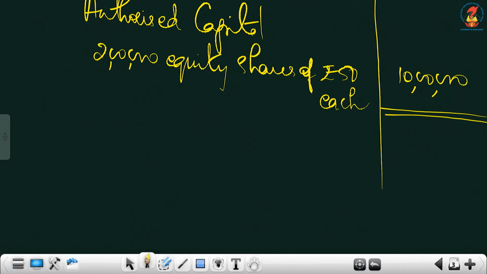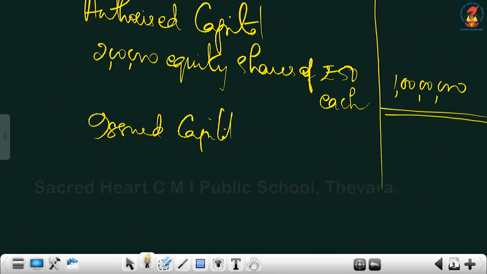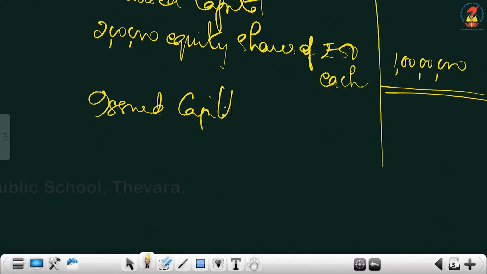Then the next one, issued capital. Did I miss a 0 there? Okay, sorry. This is not 10 lakhs. It will become 1 crore. 2 lakhs into 50, so it's 1 crore.